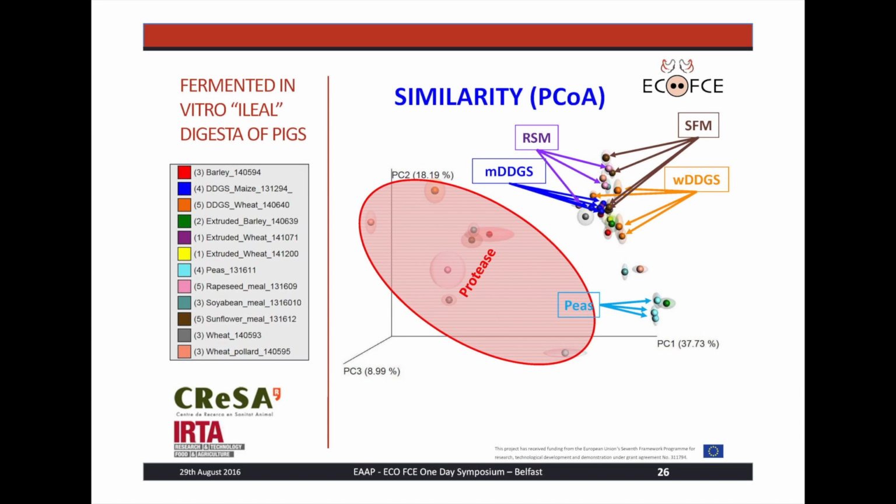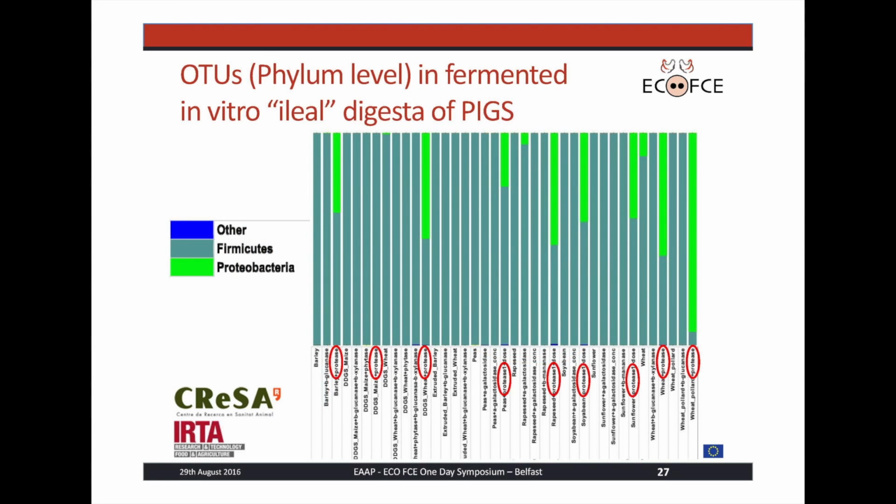That's for the deep sequencing at the phylum level. So we can see this is for the pigs. There is mainly firmicutes, and only some proteobacteria, and this is for the treatments where protease is included. There seems to be an increase of the proteobacteria. So the enzyme has an effect on this particular microbiome.